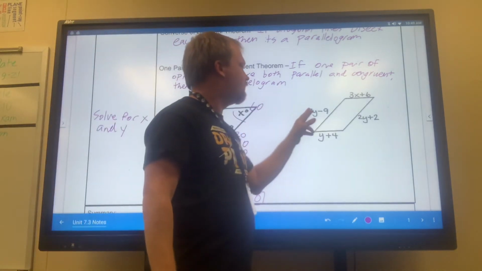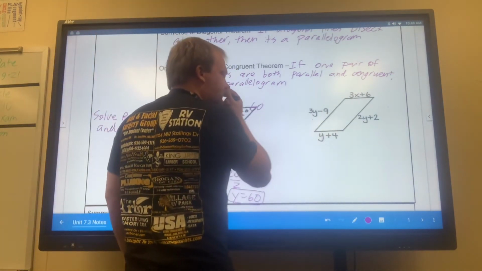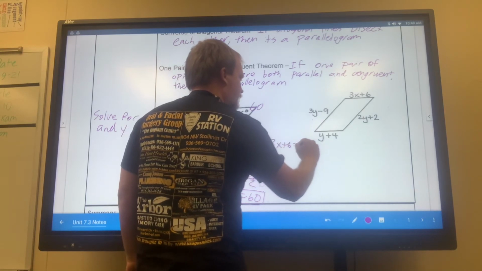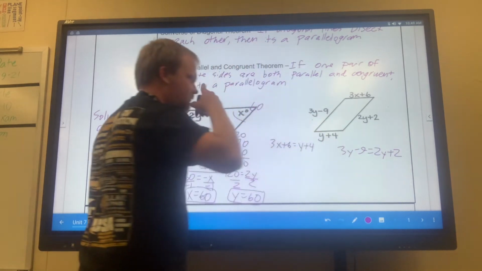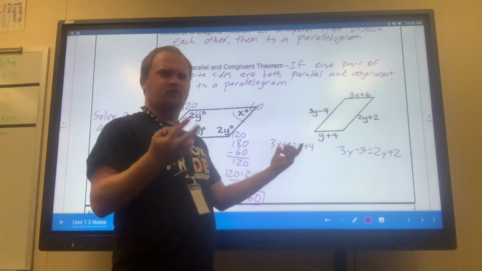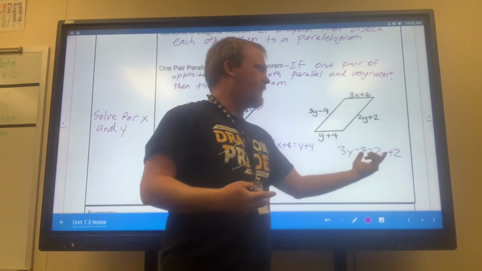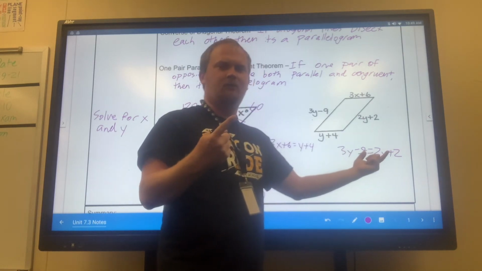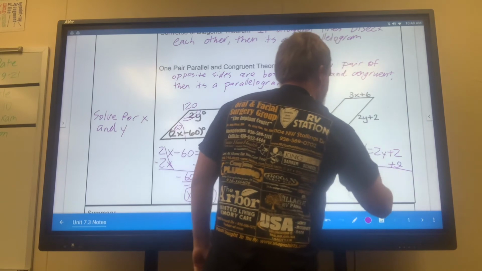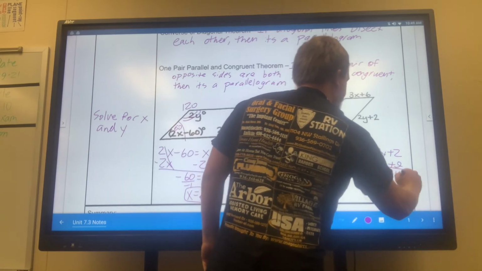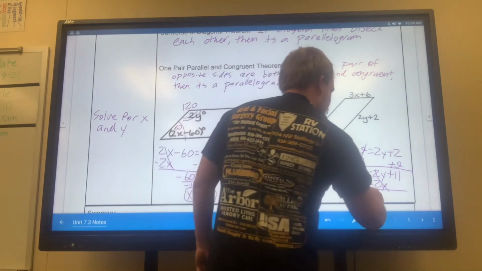Next, I have this parallelogram, but it's dealing with opposite sides. For one pair of opposite sides, I have 3x plus 6 equals y plus 4. And then I have 3y minus 9 equals 2y plus 2. I can't solve the first one because it's one equation with two variables. I can't get anywhere with that. But I can solve for y because I have one variable with one equation. So I want to add 9 to both sides. I get 3y equals 2y plus 11. Subtract 2y from both sides, and I get y equals 11.